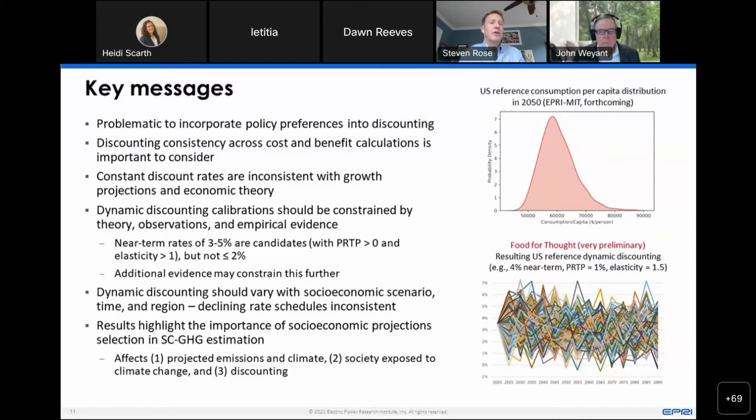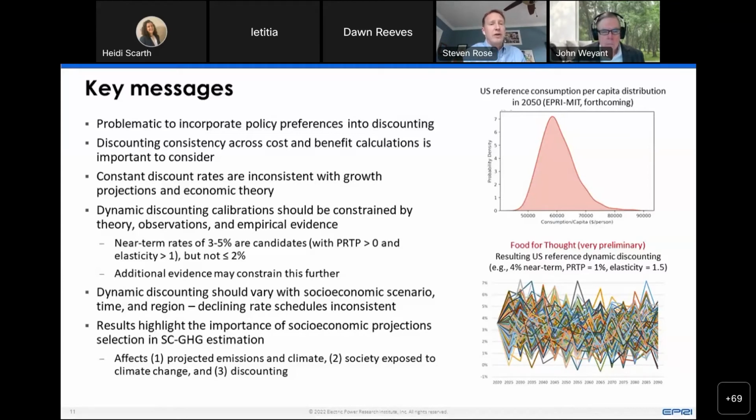Dynamic discounting needs to vary not only with respect to time and potentially region, but also with respect to socioeconomic scenario. As we think about potential societies, like the chart on the upper right shows you, potential per capita consumption in the US, what would that imply in terms of the discount rates when you're considering dynamic discounting? We see the implications here, just as food for thought, in the chart below that, where we get a lot of variability in the discounting over time that has to do with variability in the per capita consumption growth rate over time.